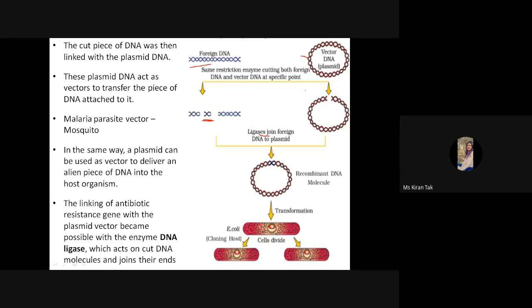So here we use the vector DNA plasmid. So vector is used to transfer the piece of DNA that is attached to it. As in malaria disease, mosquito is used as a vector, so that the parasite is transferred into the human. Likewise, the gene of interest is incorporated into the host organism for cloning purpose with the help of the vector. So vector plays a very important role here.